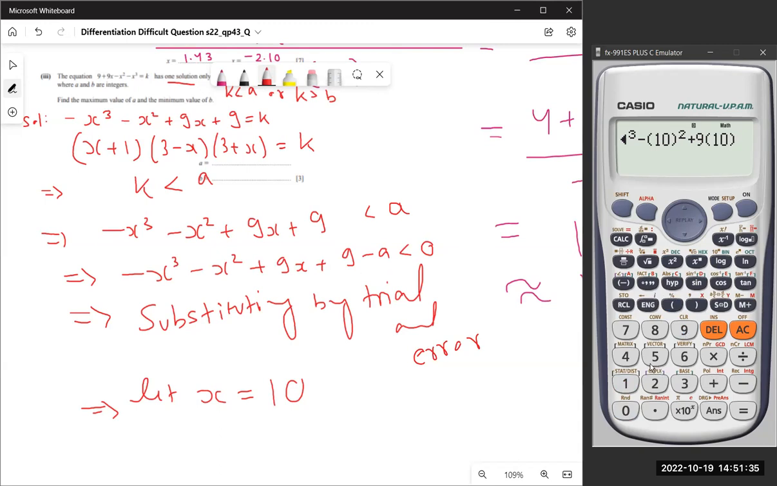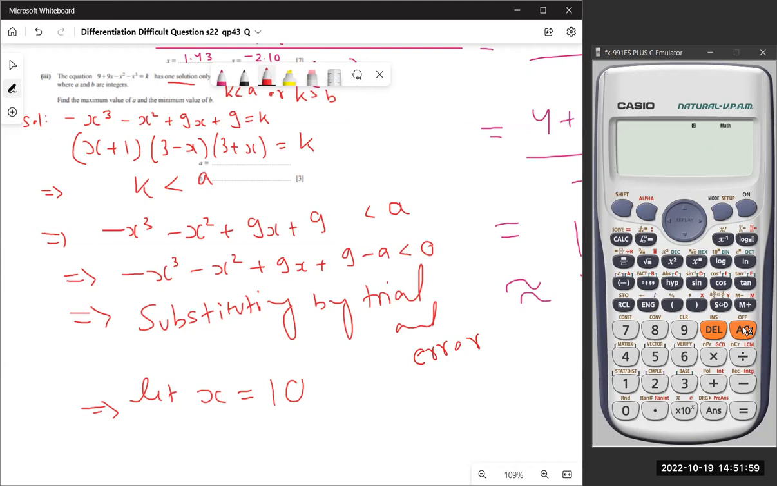Minus 100 plus 90 plus 9 minus 8 is greater than 0, which is equal to minus 1001 minus 8 is greater than 0.